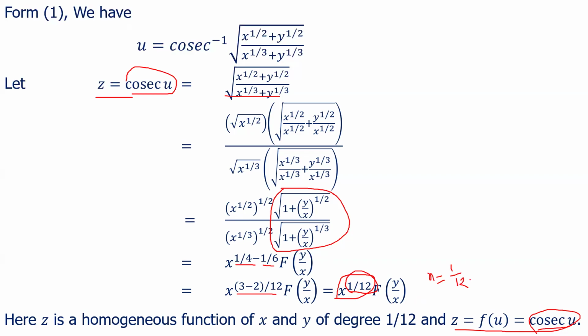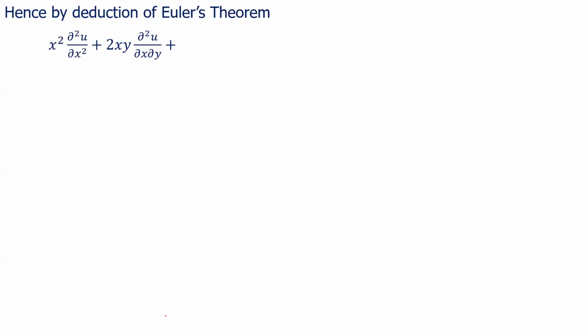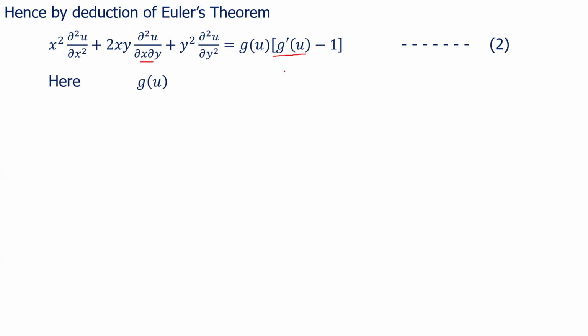So let us try to use the deduction of Euler's theorem to obtain our desired answer. Hence, by deduction of Euler's theorem, x square del 2u del x square plus 2xy del 2u del x del y plus y square del 2u del y square is equal to g of u, g dash of u minus 1. Let us give it equation number 2. Then here g of u is equal to n f of u upon f dash of u.